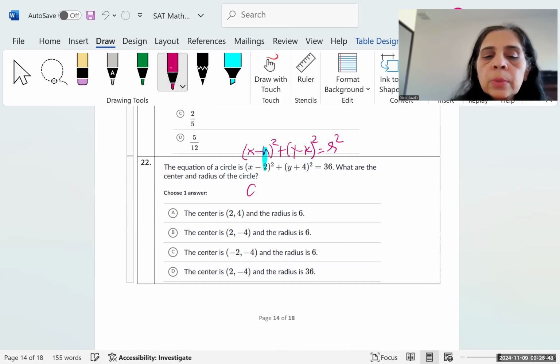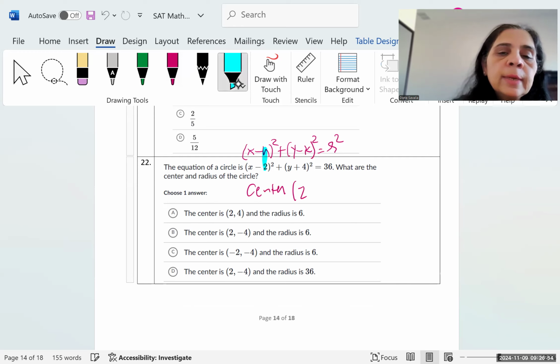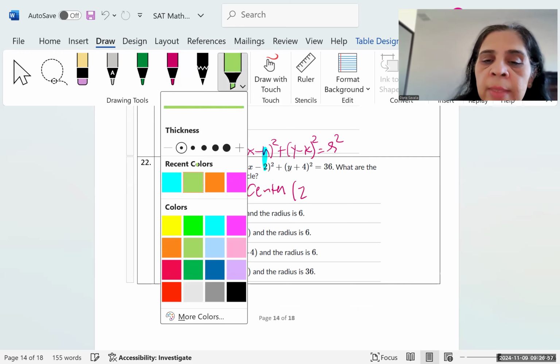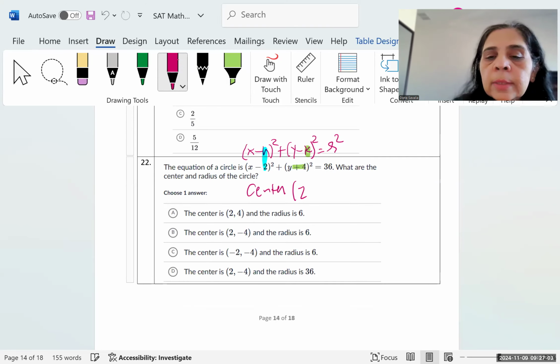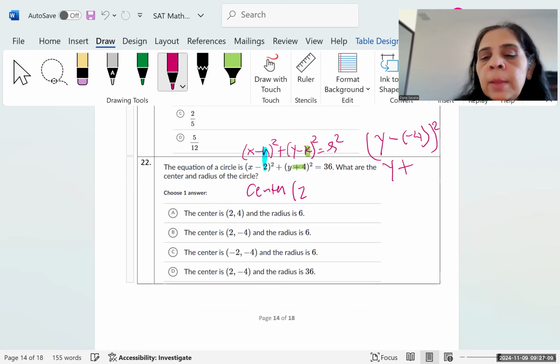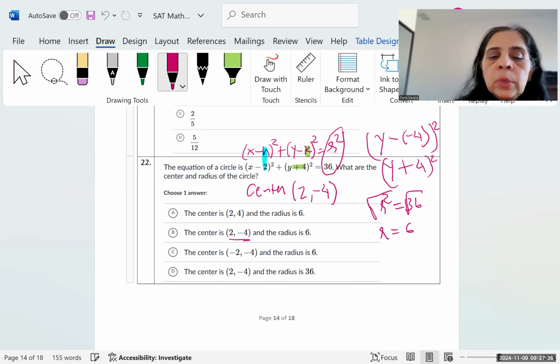h is 2, so we can write the center's x-coordinate is 2. Now what about k? k is a little bit of a challenge, right? We can see here y minus k and here y plus 4. So you can rewrite this: y minus -4 is exactly the same, so my k is -4. That is the center. And for the radius, we can make an equation: r squared equals 36, so we take the square root. So r equals 6. The center is (2, -4) and the radius is 6.